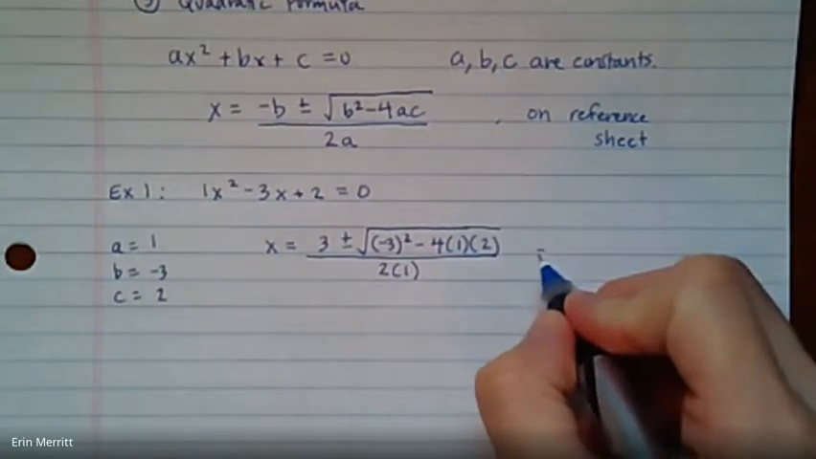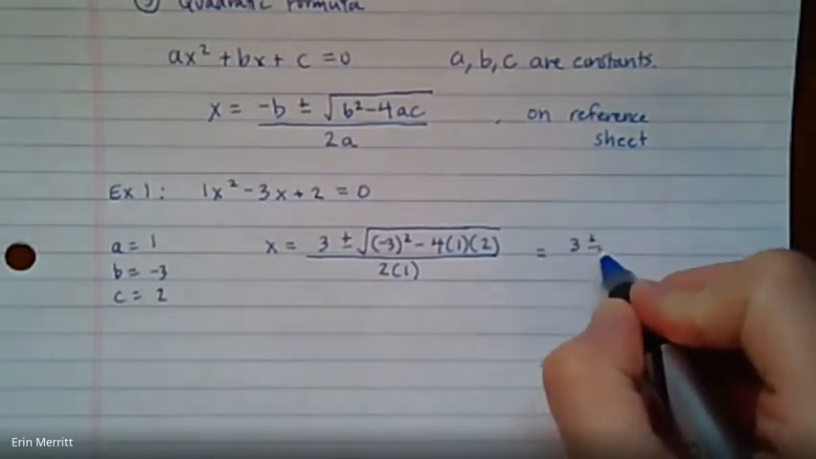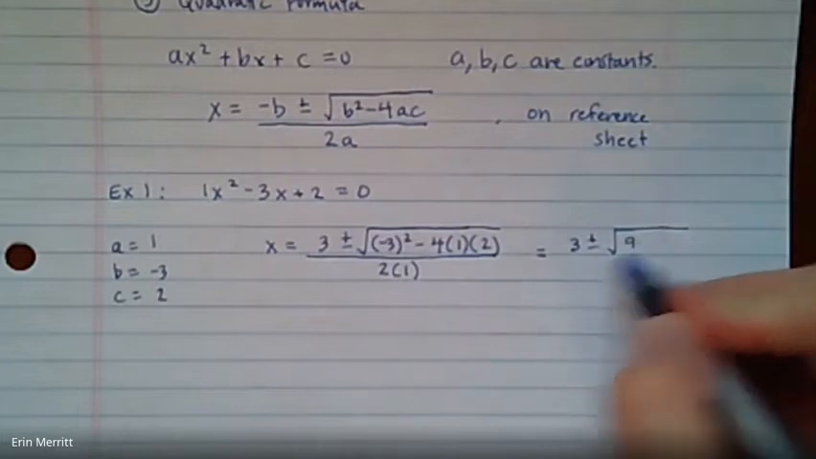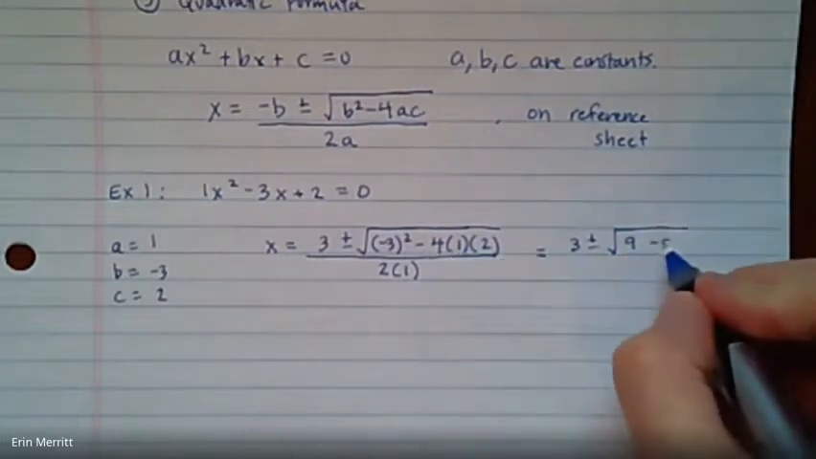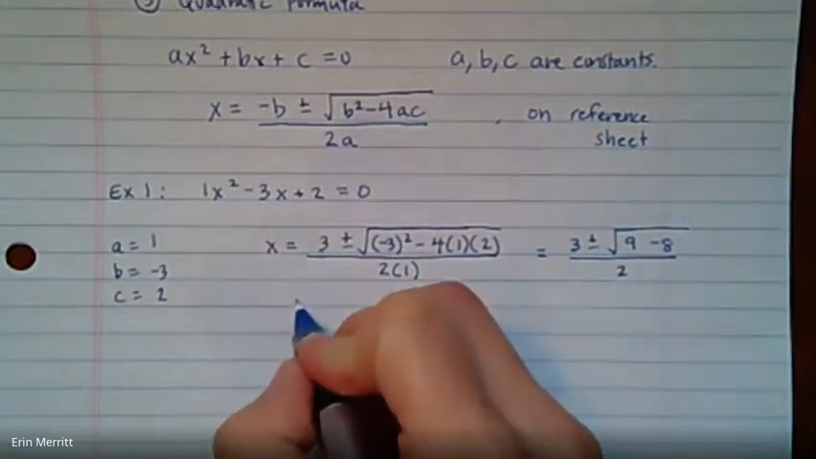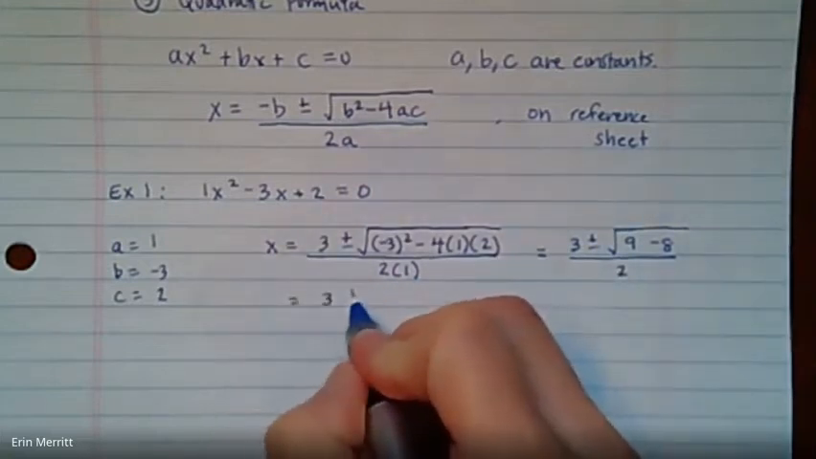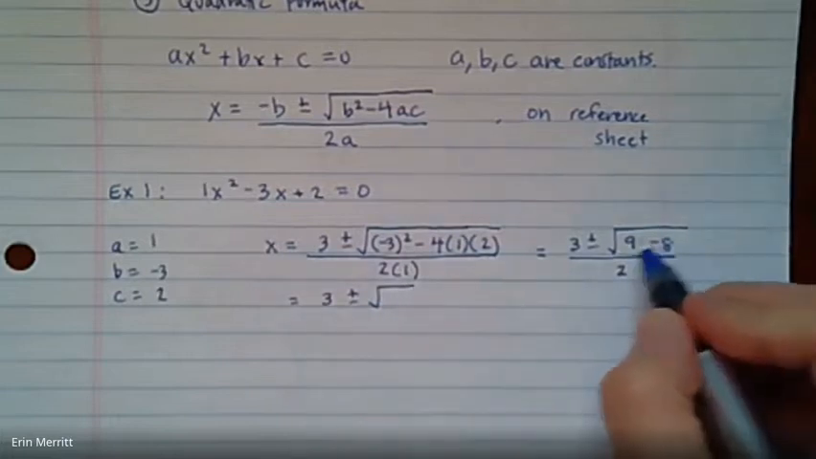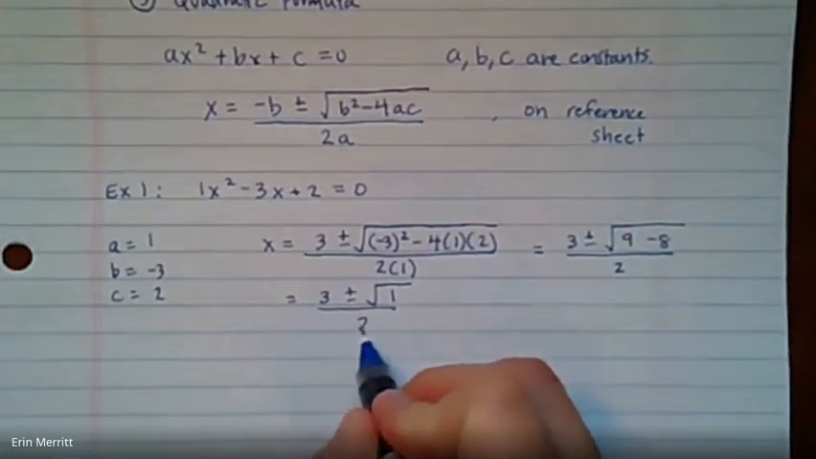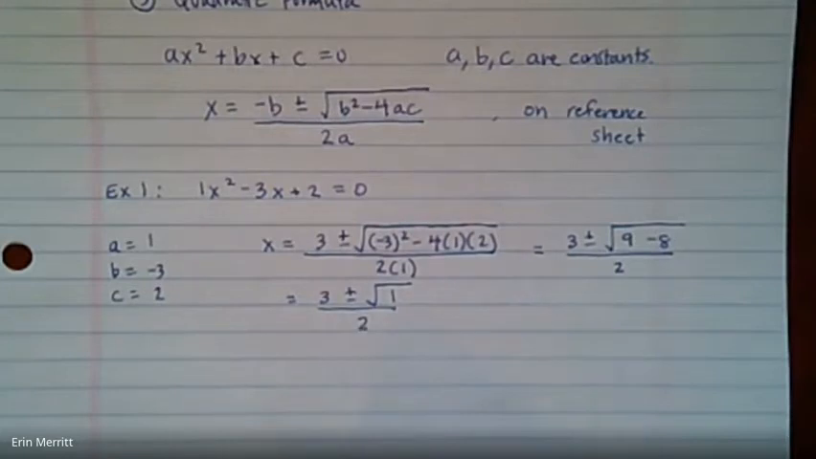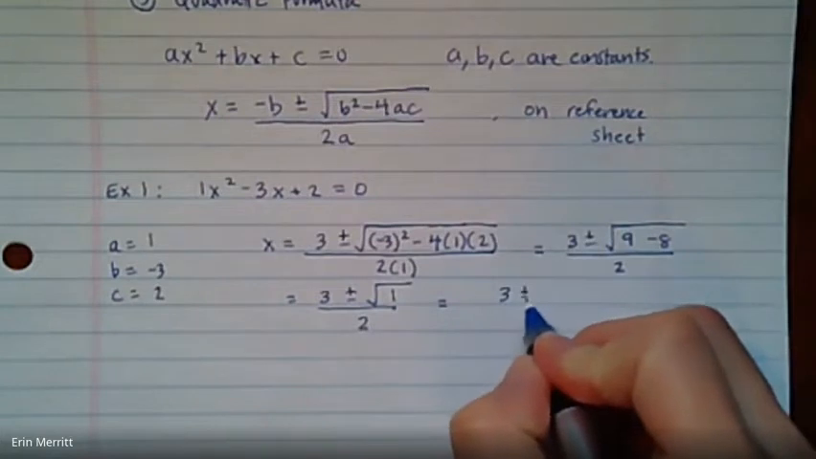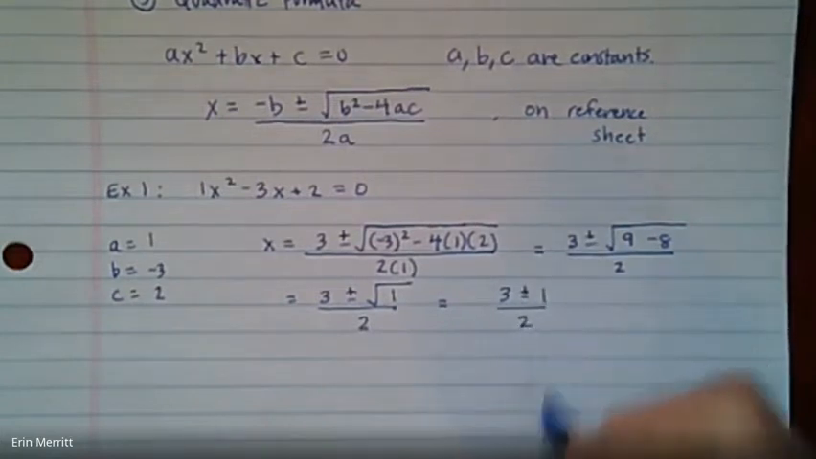Otherwise, we can say that this is 3 plus or minus, underneath the radical, negative 3 squared is 9. 4 times 1 times 2, that's going to be 8. And then all over just 2. So we would end up with 3 plus or minus a single value underneath there. It just comes out to be the square root of 1. And then once you can actually take the square root, you end up with 3 plus or minus just plain old 1, over 2.